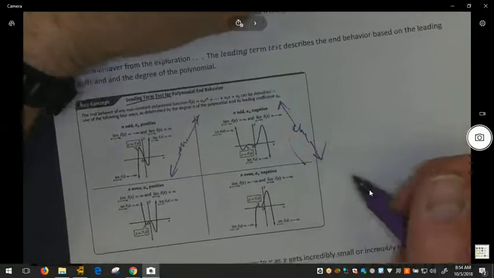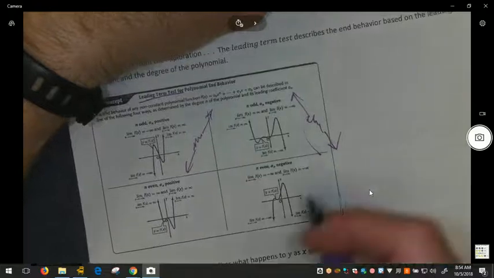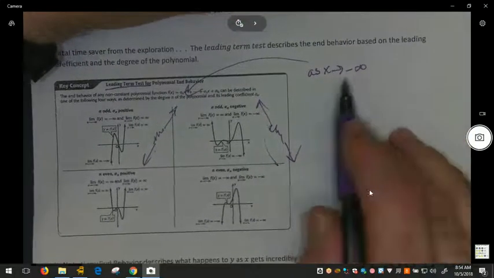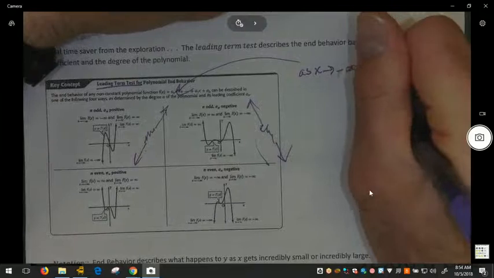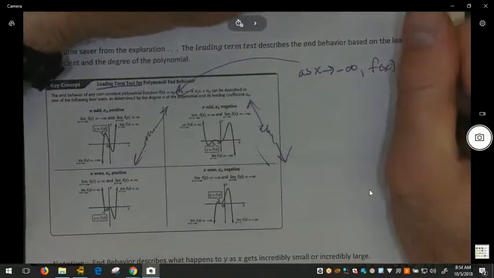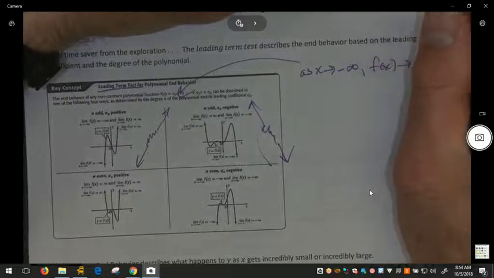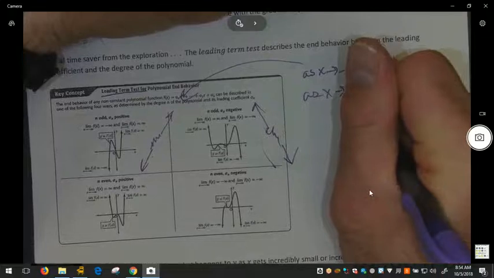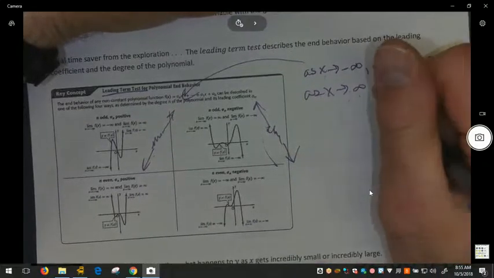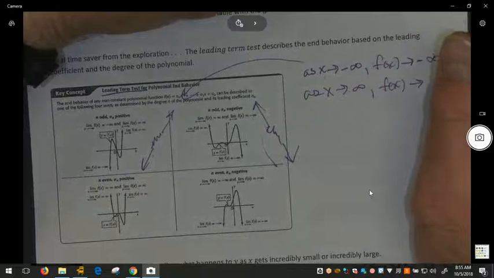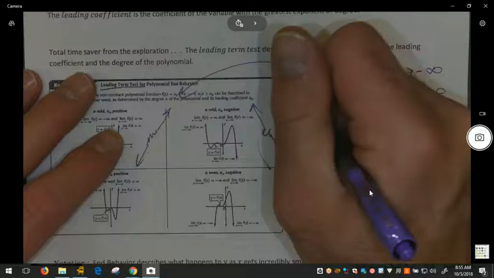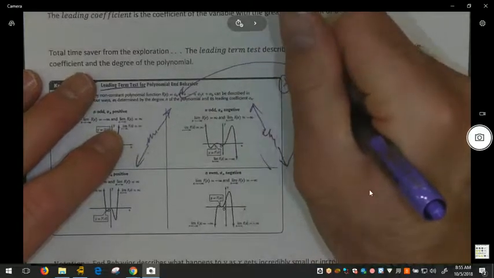So how we write that, or how we used to write that, is that as x approaches negative infinity, what that means is as we go to the left infinitely, f of x for this one decreases infinitely. And as x increases infinitely, that's why we see the positive infinity, f of x increases infinitely. That's for this first one. It's like the line with a positive slope, positive lead coefficient for odd.